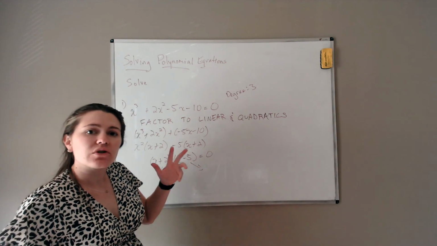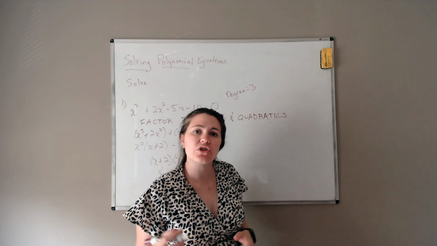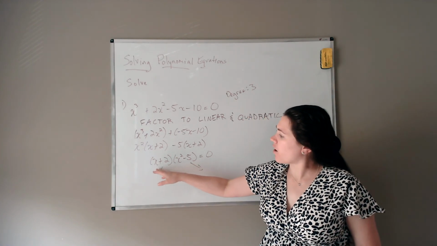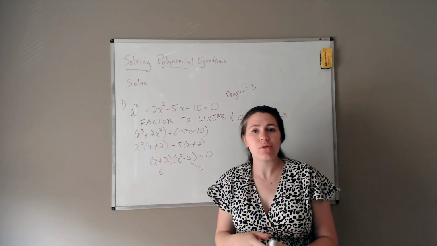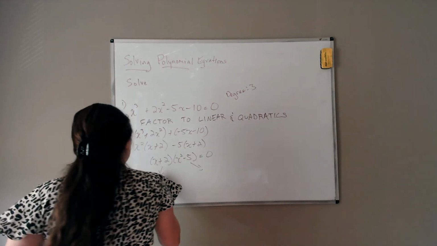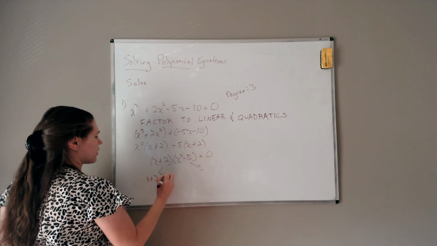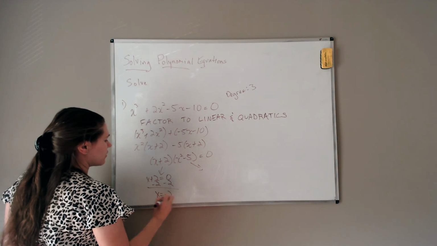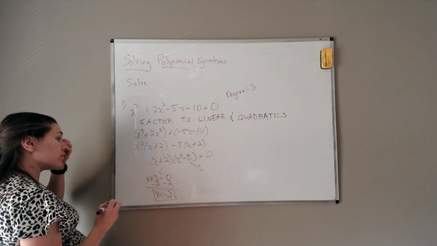So what you have to do when you're solving polynomial equations, you need to be able to factor it down so that you can solve what you know how to solve, which are linear and quadratic equations. So what makes x plus 2 equal 0? Okay, I could take away 2. That gives me x equals negative 2. So one of my solutions is negative 2.